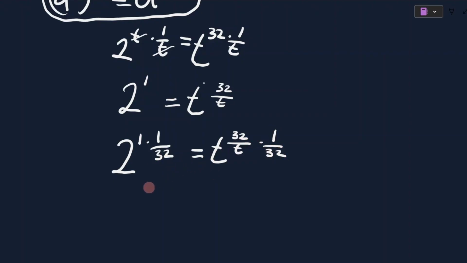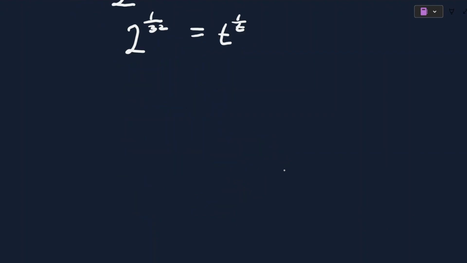And if we multiply out, we now have 2 raised to power 1 over 32, which is equal to t, because this 32 cancels this 32. We now have t raised to power 1 over t. If you notice, the base of this exponent is the same as the base of the denominator of this exponent. Therefore, there is the need to get the same thing at this left hand side.